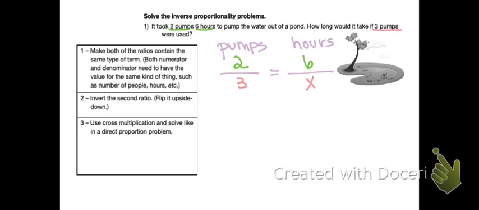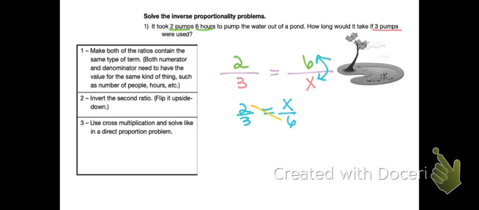Now we need to flip the second ratio. So flip that second fraction. So 2/3 stays the same, but the second one, instead of 6 over x, it's going to be x over 6. This is the proportion that we solve.